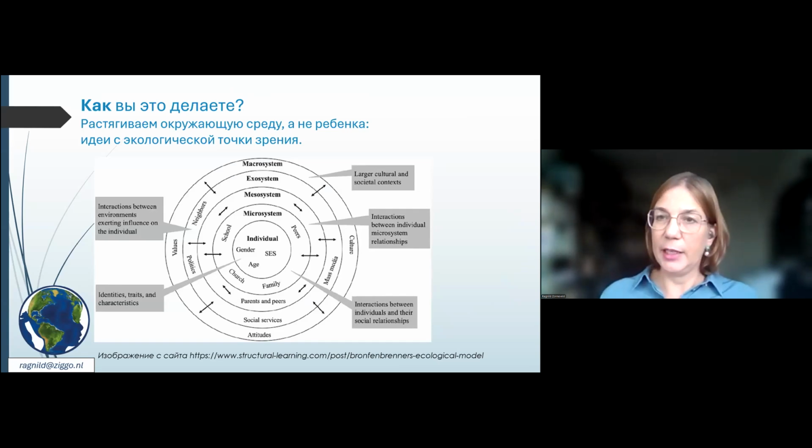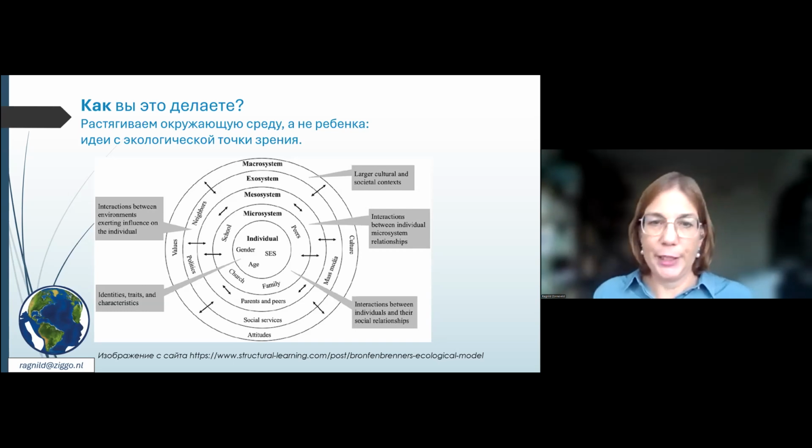And I want to make that clear by looking at this topic from an ecological point of view, like Urie Bronfenbrenner described in his bioecological model. And you can see this model here in the sheet. Bronfenbrenner has talked about how the individual is set in various systems, like the microsystem, which is the school, the peers, the family, the very closely related systems that interact with the individual on an almost daily basis.